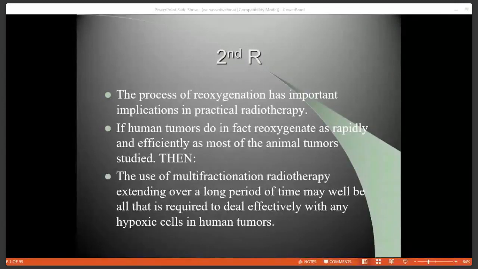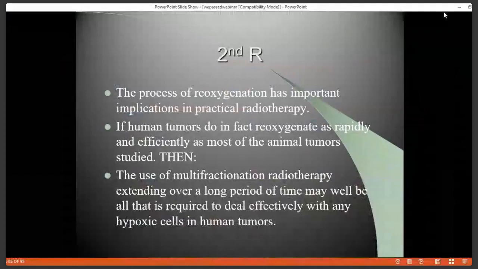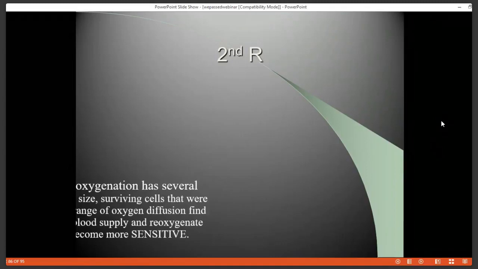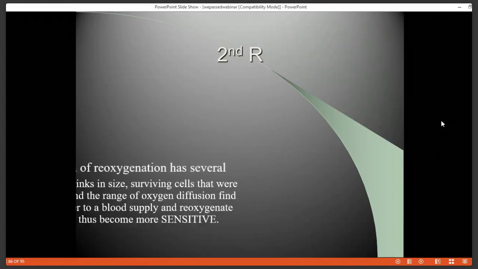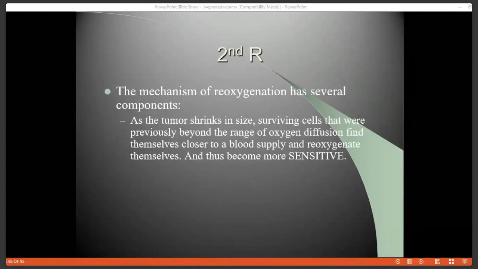Right? By using multifractionated radiation therapy over a long period of time may be all that's required to deal effectively with any hypoxic cells that are in the human tumors themselves. The mechanism has many components associated with it, but this is the most important thing. As the tumor shrinks in size, surviving cells that were previously beyond the range of oxygen diffusion find themselves closer to the blood supply and reoxygenate themselves, and thus become more sensitive.